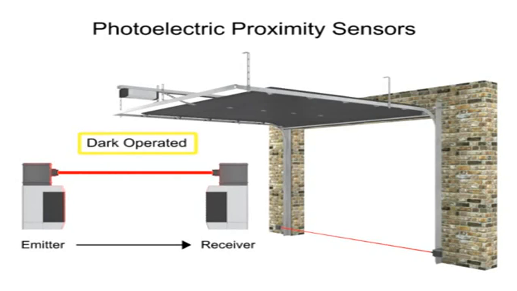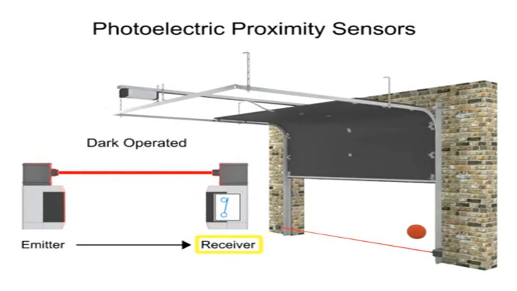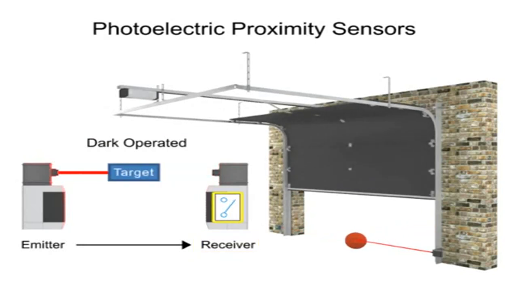In this dark-operated mode example, the beam of light is being received by the garage door receiver. When a target enters the beam of light, it activates the switch, which will stop the garage door from closing.